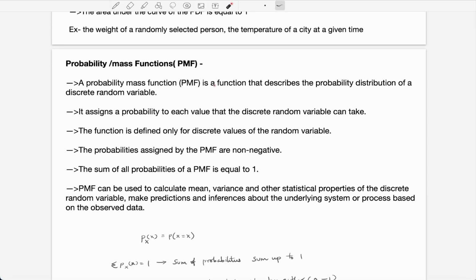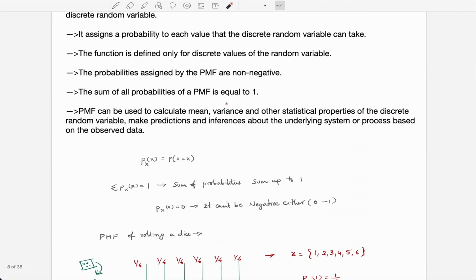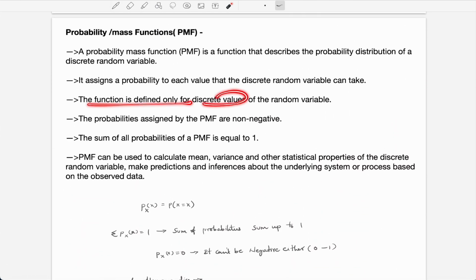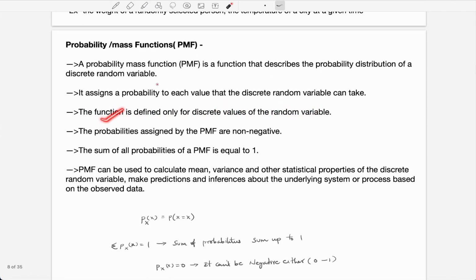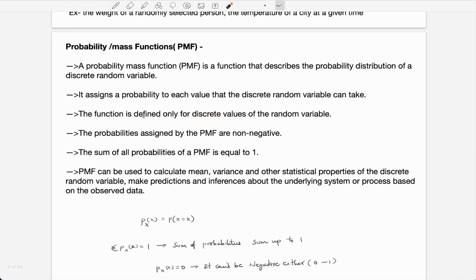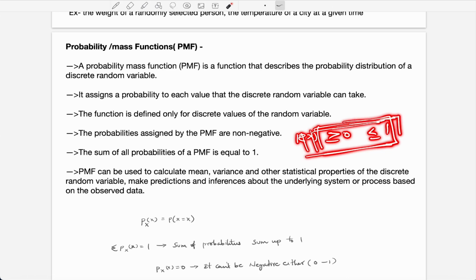So I am giving the differences between the PDF and PMF, the probability mass function and the probability density function. The PMF is defined only for a discrete random variable, and the PDF is defined only for a continuous one. The probability assigned is non-negative here, and in a PDF also it is non-negative, meaning it cannot be negative. It is always greater than or equal to 0 and less than or equal to 1. The value must be in this range.